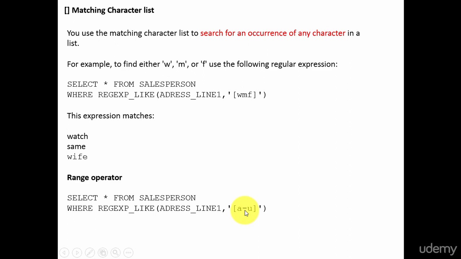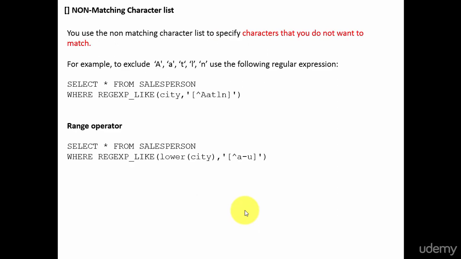Just the opposite of matching character list is non-matching character list. You use this non-matching character list to specify the characters that you do not want to match. Here in this example, I want to exclude capital A, T, L, N from my regular expression. That means, you see, I'm using this non-matching meta character. That means it's just an opposite of matching. If the city has only these characters, then don't include it. That is what it means.